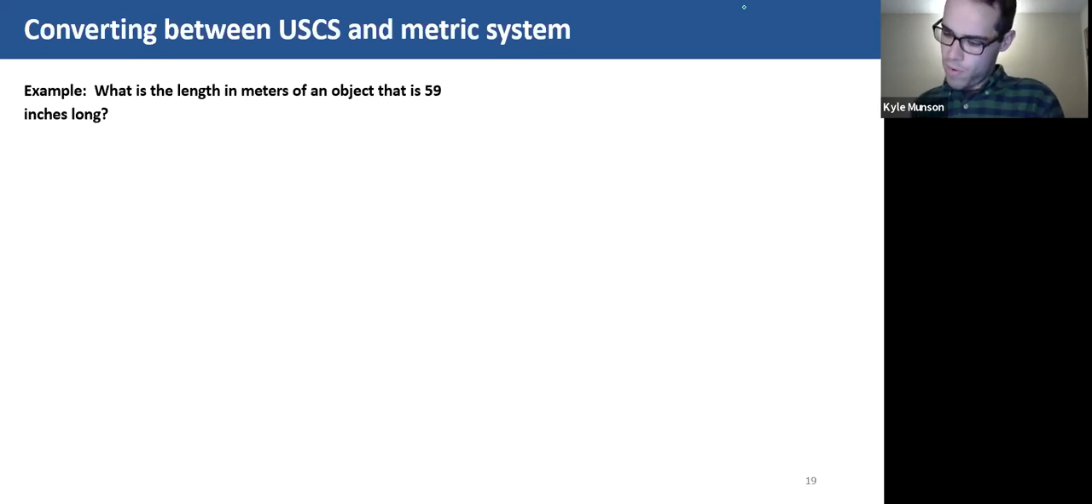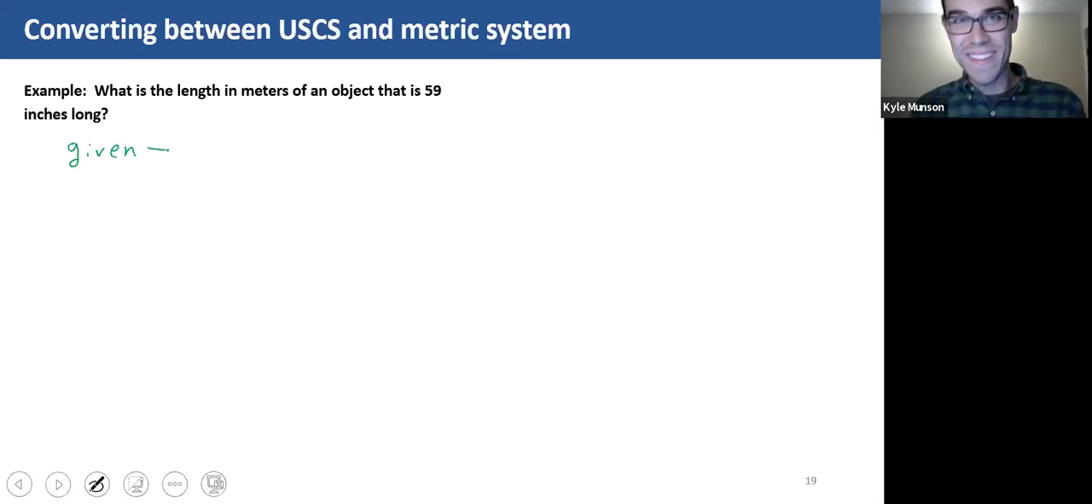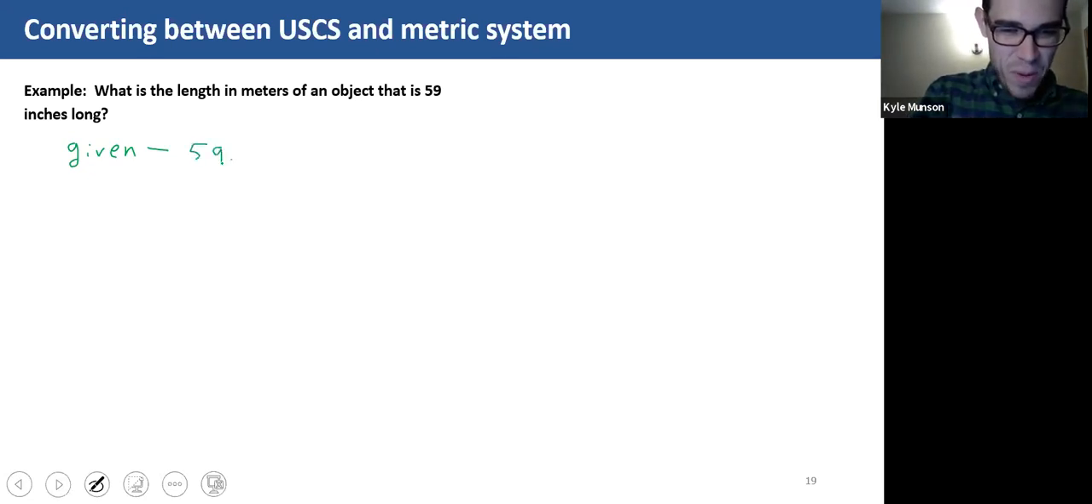Okay, so let me just turn the page here. Well, same idea. Let's do it together. So given, actually, why don't you pause the video and try to do it yourself and then come back. I'm going to keep writing though. So given 59.1 inches, I want meters. Okay, my path, or my per expression, I should say.